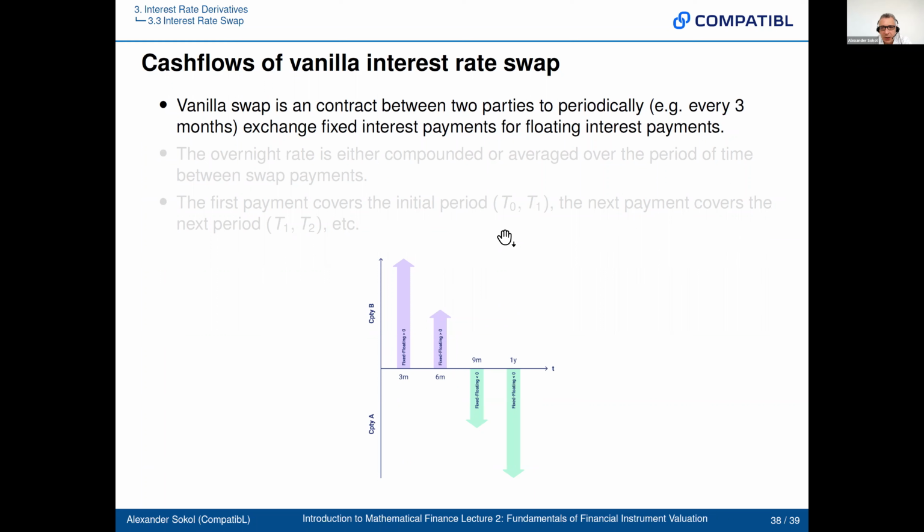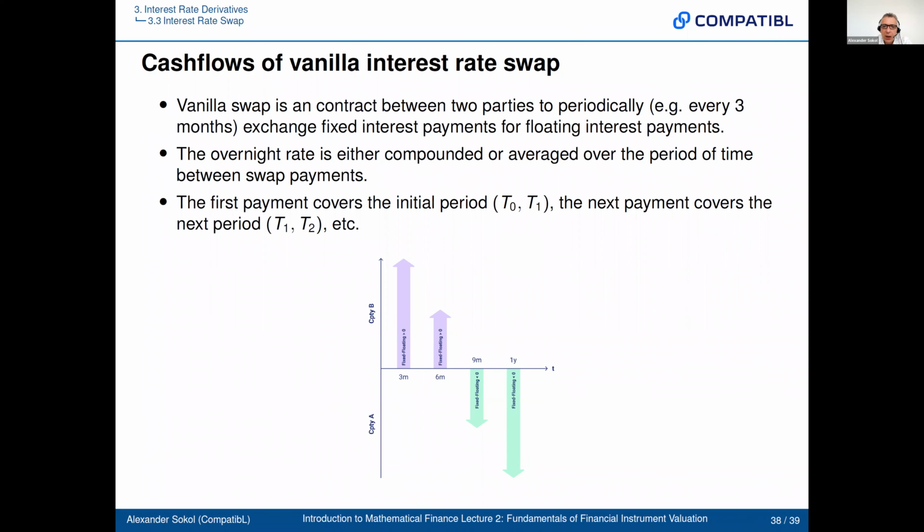So a vanilla swap is an agreement between two parties, in this case the bank and its dealer, to periodically, for example every 3 months, exchange fixed interest rate payments for floating interest payments. And the floating payment is based on the overnight rate, which is observed daily and then either compounded or averaged. For example, if there are 20 business days in a month, it's either reinvested 20 times or averaged from 20 observations. And the first payment covers the initial period from T0 to T1, and the next payment covers the next period from T1 to T2.